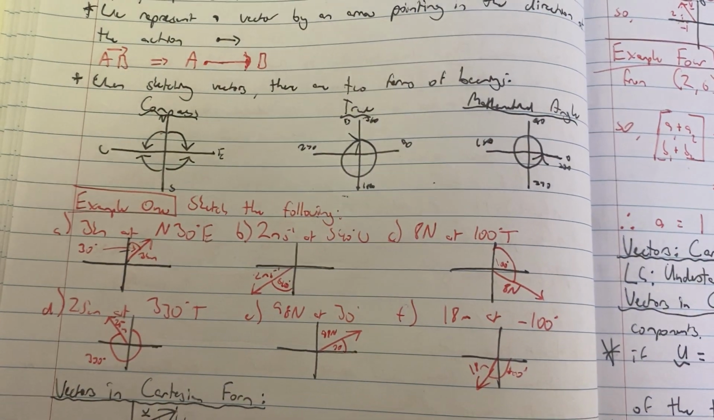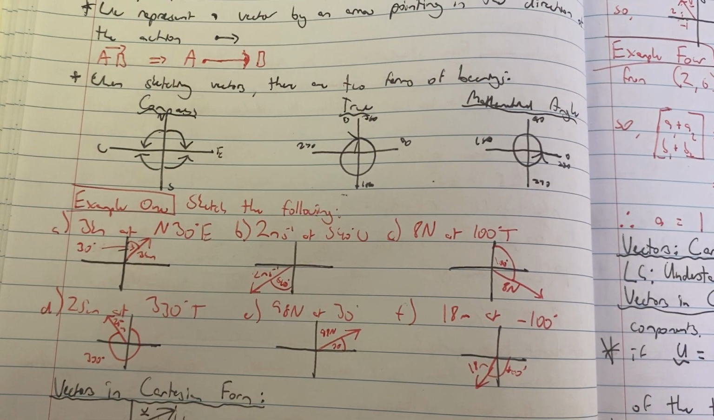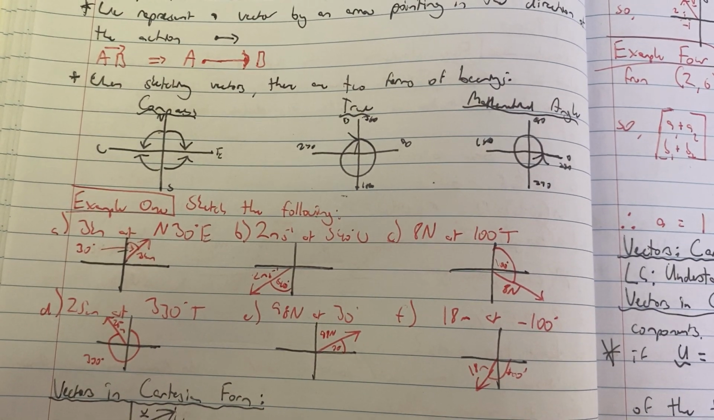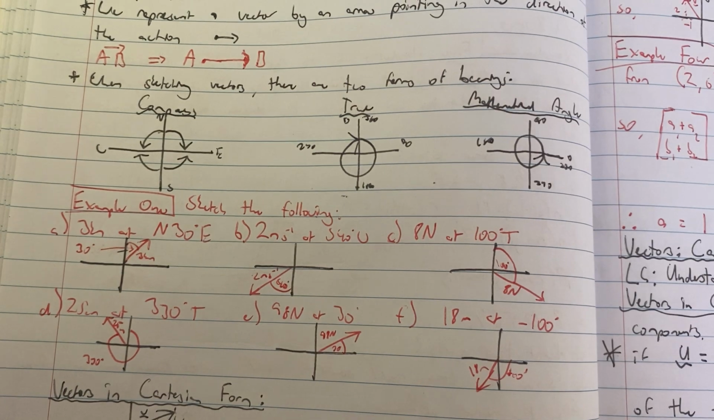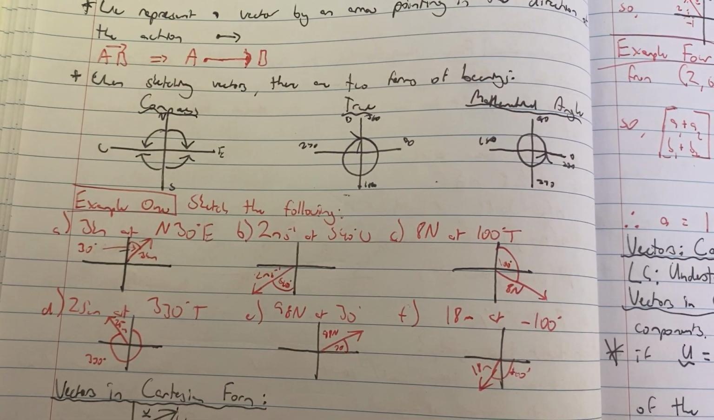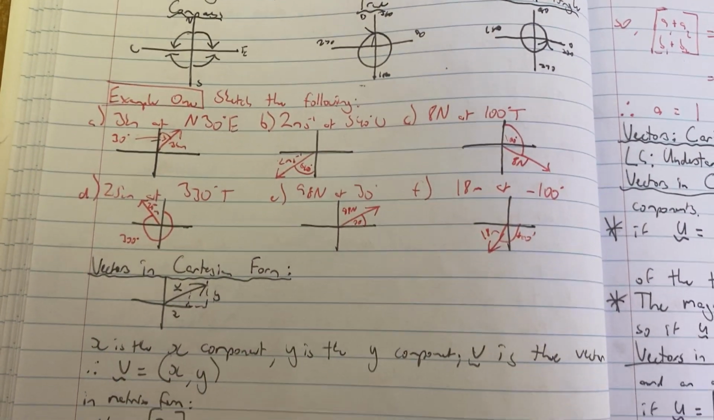Now, with respect to the forms of the vectors, there's two different ways of displaying them, Cartesian and polar. We're going to get onto our polar forms in our next lesson. So let's start off with our Cartesian plane here.